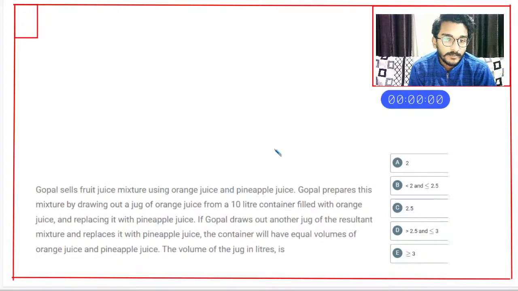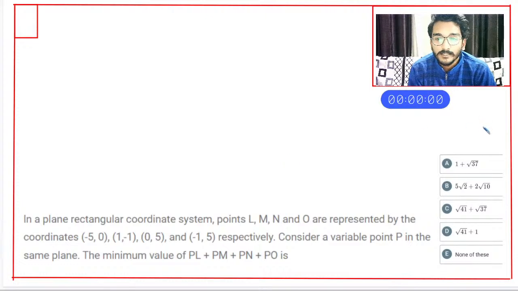The question is based on mixtures. And this question is also there. Coordinate geometry, I can see here. Yeah. So these questions are there for homework.